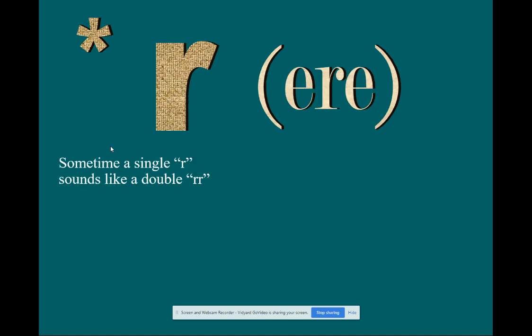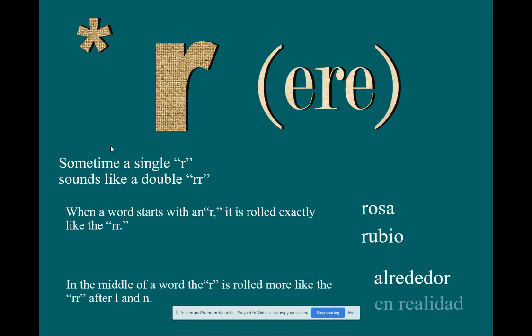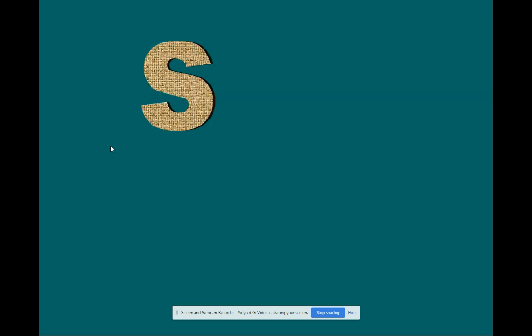Ere. Sometimes a single R sounds like a double R. When a word starts with an R, it is rolled exactly like the double R. Rosa, rubio. In the middle of a word, the R is rolled much like a double R after L or N. Alrededor, en realidad.